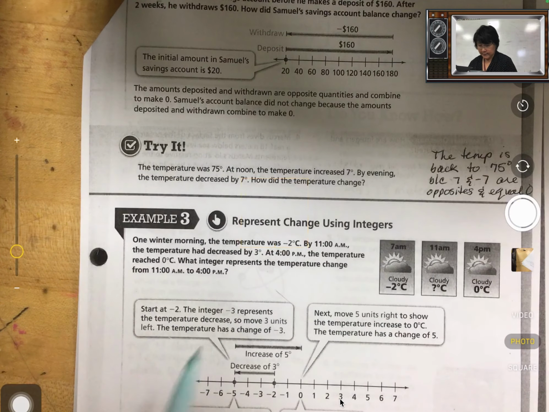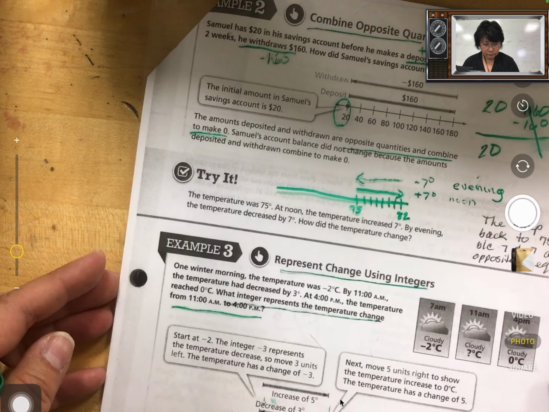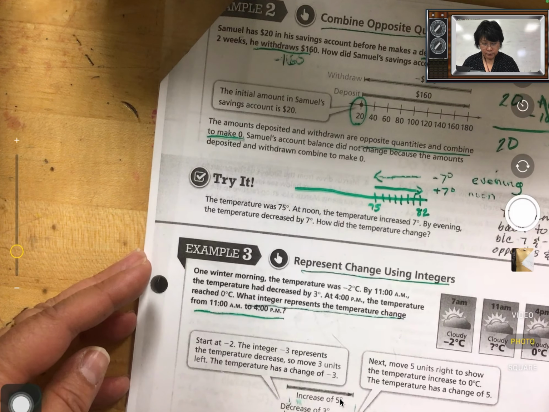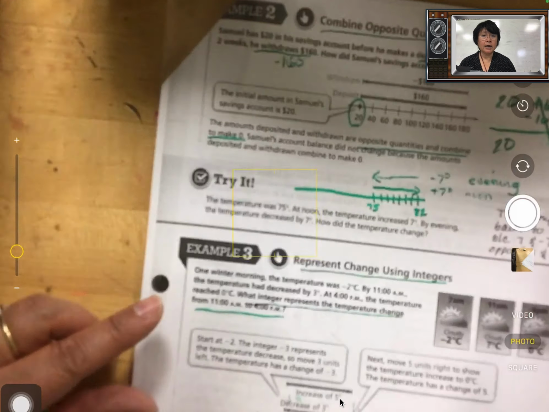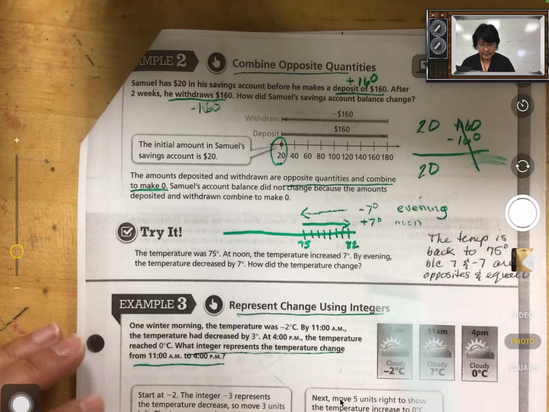Next, we will go ahead and get into example 2 and example 3. So example 2, combine opposite quantities. All right, so we're combining opposite quantities.